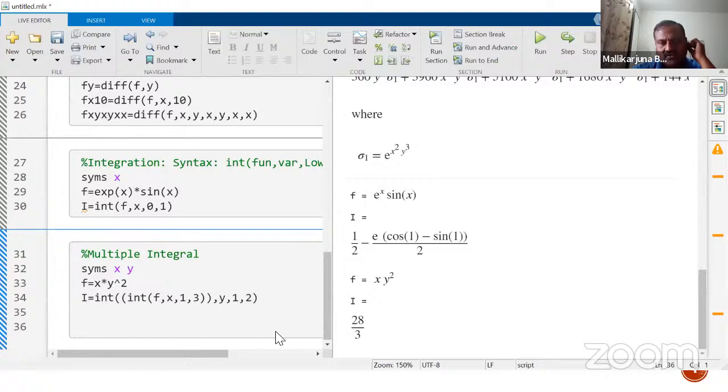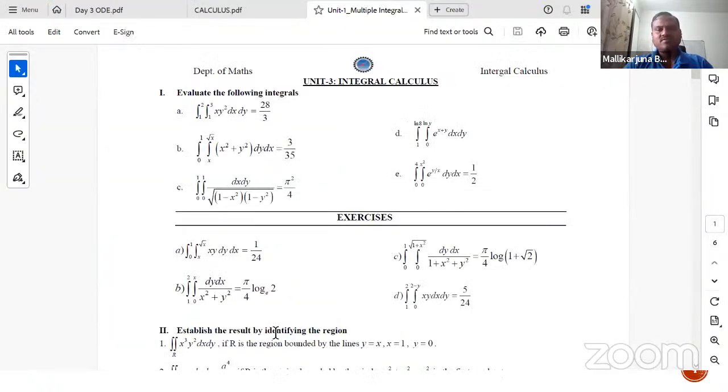So first, as usual, you define the variables as symbols, which variable you are taking, the variable of integrations. Now type the function, then use the syntax for the integration, inside integral, outside integral. So carefully take what the variable of inside integral and the corresponding limits? What is the variable of outside integral and the corresponding limits? Just you can take any problem, any one of the problem.